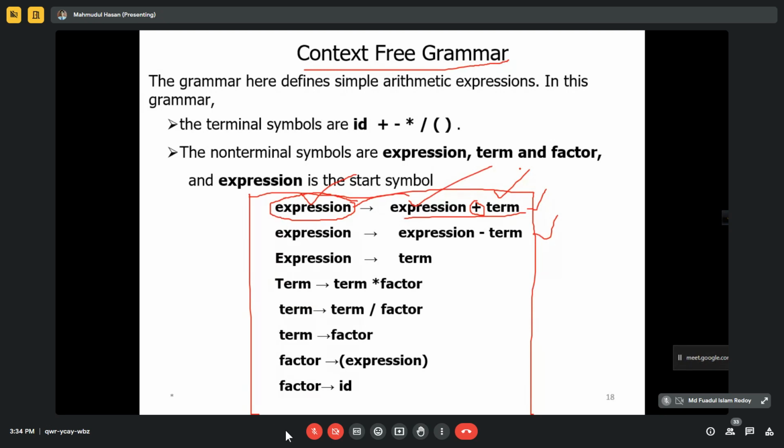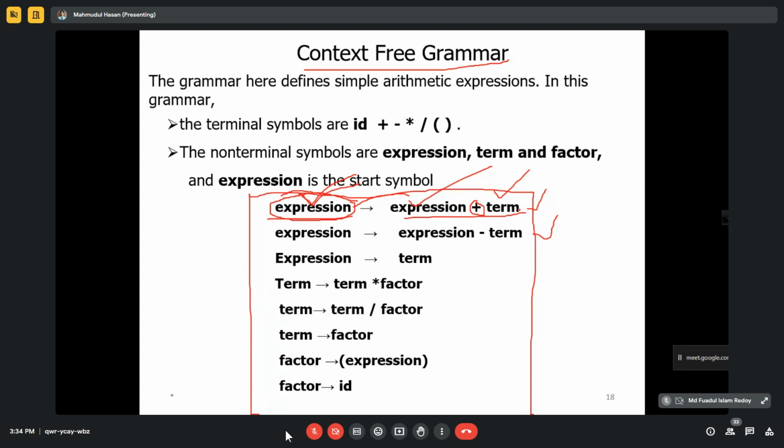Okay, just a minute. So terminal means you cannot go further. That is terminal. And non-terminal means you can go further. So here you can go from expression to expression plus term. So expression is terminal. Sorry, expression is non-terminal, not terminal, because you can go from expression to expression plus term.